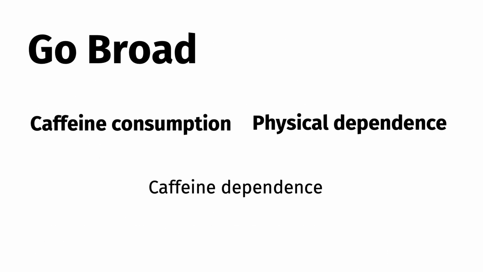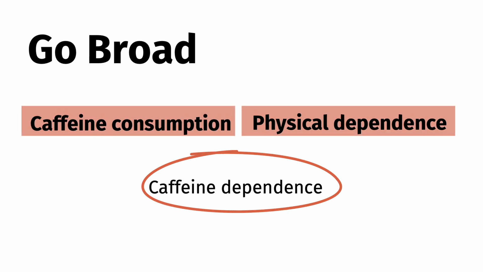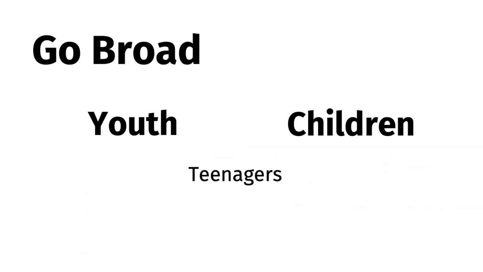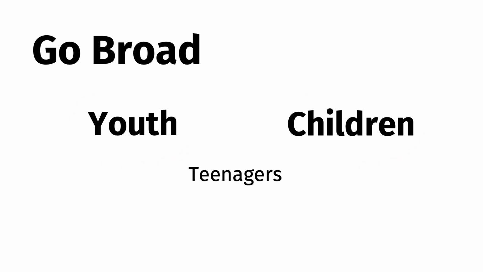Another way of developing keywords is to go broad in your brainstorming. Caffeine dependence fits under caffeine consumption or physical dependence. Meanwhile, teenagers is a fairly broad category. To expand that category, we would need to try out youth or even children. But these could seriously alter the kind of results we get, to the point that they might not even be relevant to our research anymore.